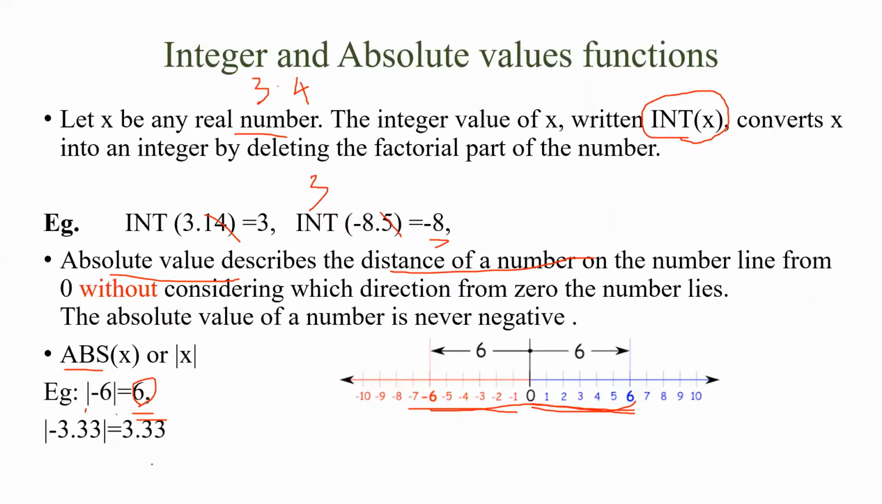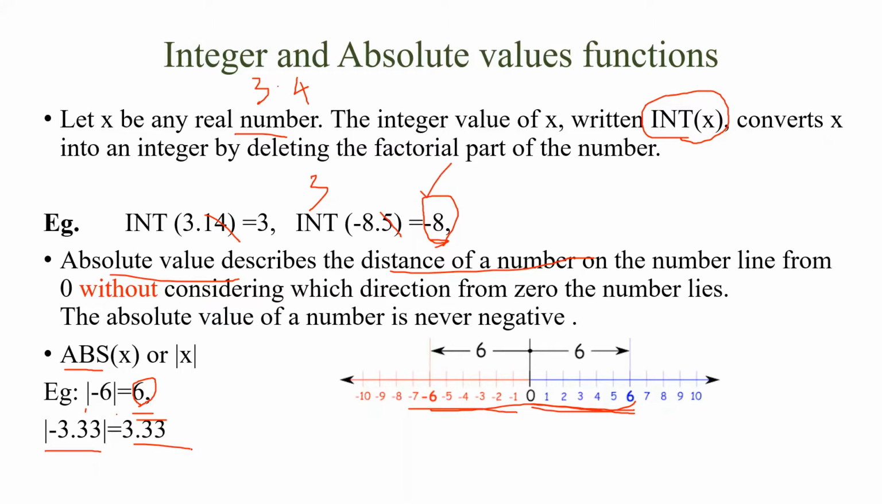In this part you have to understand the difference between the integer function and the absolute function. In the absolute function, we are removing only the sign, while in the integer function, we will remove only the fractional part. Here in this example, the minus sign will remain. Understood? Here in this example, the fractional part will remain.